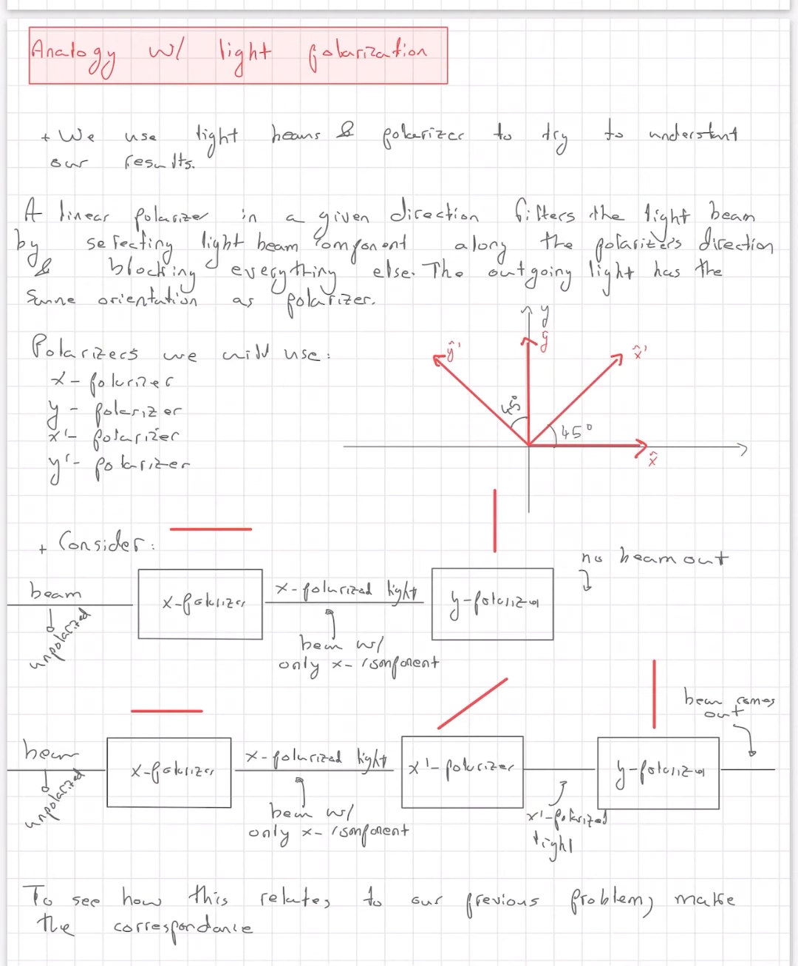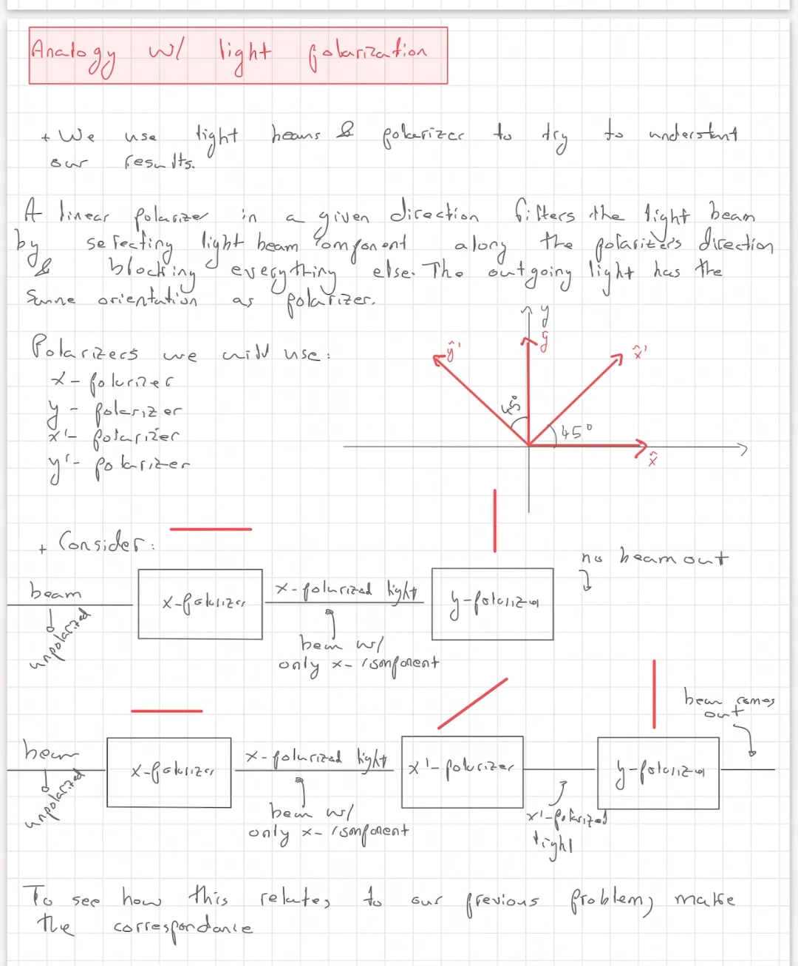Like I said, we will study the behavior of polarized light to try to understand a bit more the results that we got from the sequential Stern-Gerlach experiments. Let me explain one thing that will be very important: what a linear polarizer is. A linear polarizer is a device that filters light by only letting the light beams that are parallel to the polarizer's direction pass, and it blocks all the other components of the light. Then the outgoing light from the polarizer will have the same orientation as the polarizer itself.